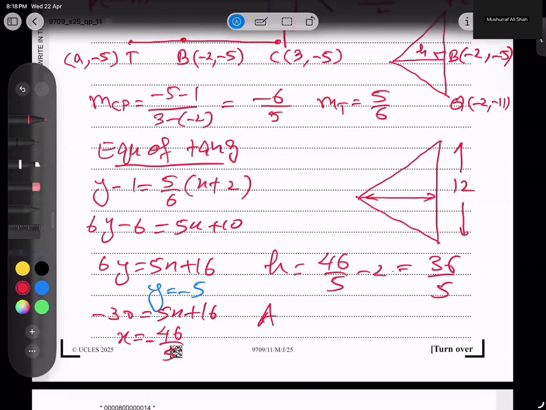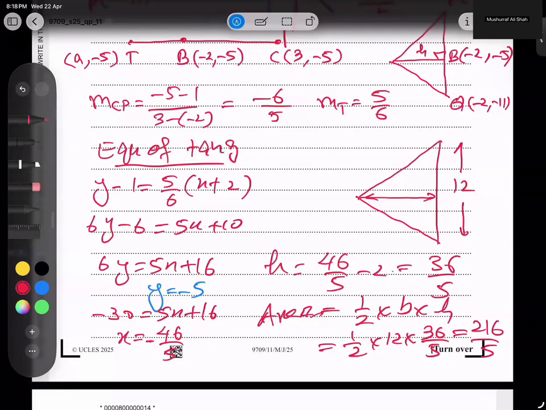And the area of a triangle, what do we have, students? Half into base into height. Half, base is 12, height is 36 over 5. If I check it, times 6, my answer turns out to be 216 over 5 in fraction form. Alhamdulillah Rabbil Alameen. I hope the concept of the question is now clear.